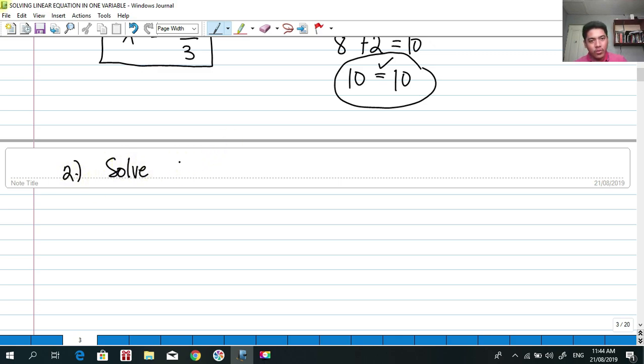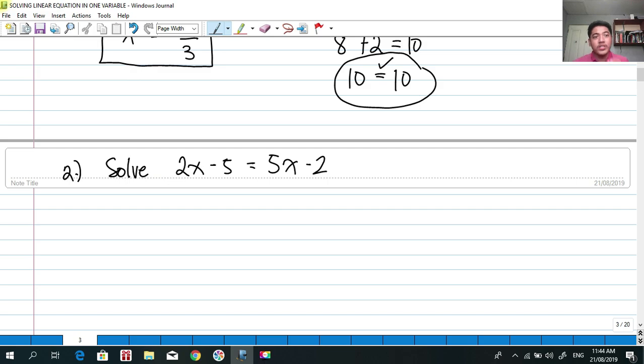Solve 2x minus 5 is equals to 5x minus 2. As you can see here, both sides of the equation have now the presence of x. This is still a linear equation because both of the x's on the left side and on the right side of the equation are simply still raised to 1. So, we need to solve the value of x.